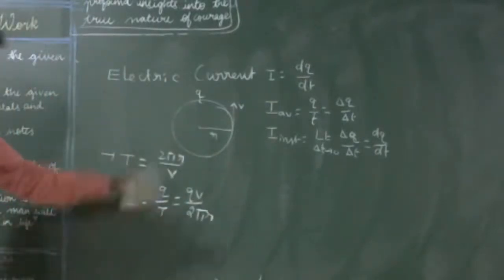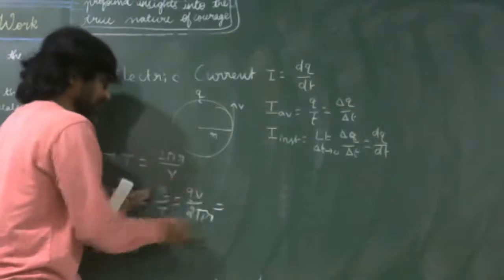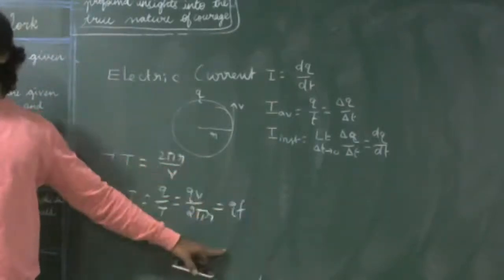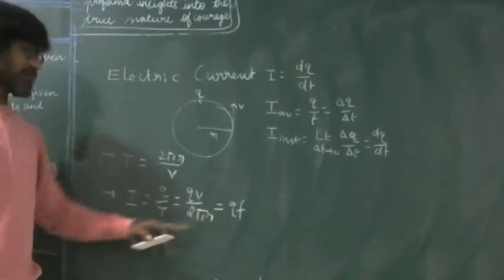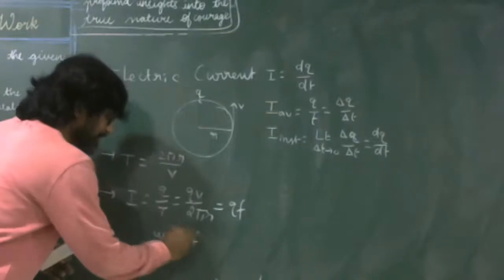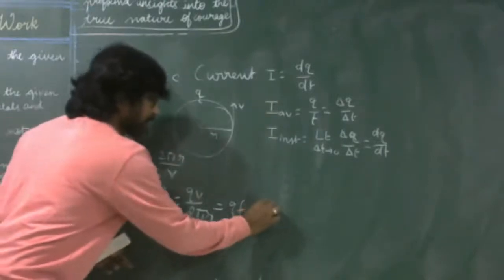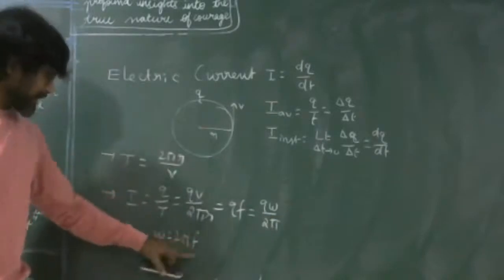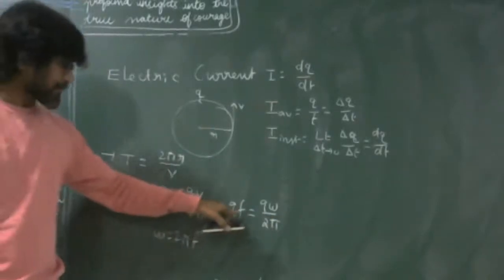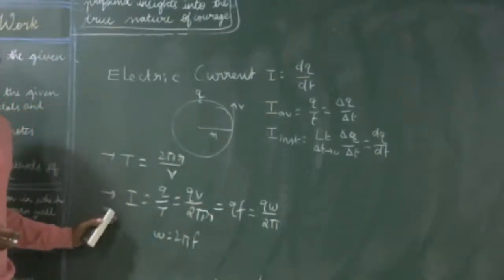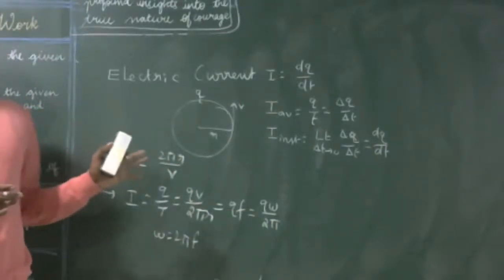In terms of frequency also, you can write this as 1 by T, you can take as frequency, so I equals q f. And in terms of angular frequency also, you can mention this. Angular frequency omega is equal to 2 pi f, so f is equal to omega by 2 pi. Hence, we can write I equals q omega by 2 pi, to calculate the current. So these are different ways of calculating currents, right?